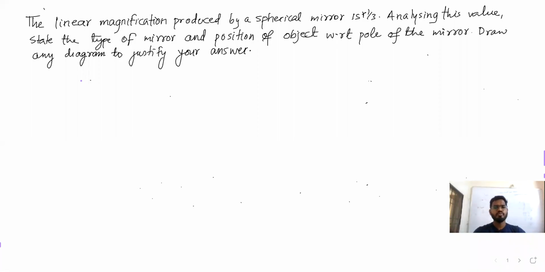So the first question on the screen is: the linear magnification produced by a spherical mirror is plus 1 by 3. Analyzing this value, state the type of mirror and position of the object with respect to the pole of the mirror. Draw a diagram to justify your answer. Okay, so here you'll have to justify also, right? Magnification is plus 1 by 3.